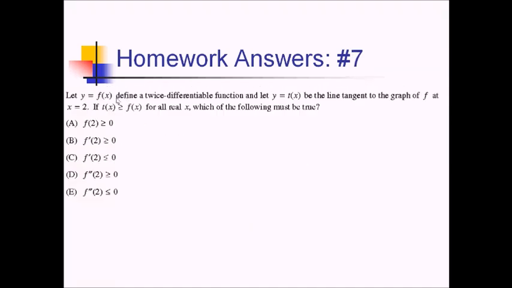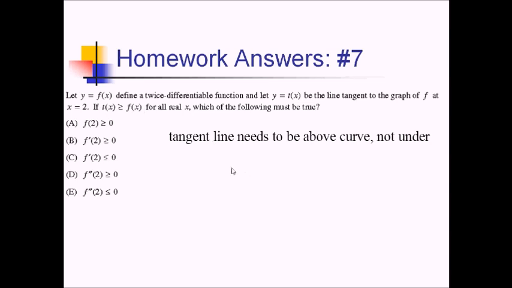For number 7, f of x is a twice differentiable function, and let's let y equals t of x be the tangent line to the graph of f at x equals 2. If that tangent line has a greater or equal value to the actual function for all x values, which of the following must be true? So what we're basically saying here is the tangent line needs to be above the curve, not under. The tangent line's y value has to always be greater than or equal to the curve.